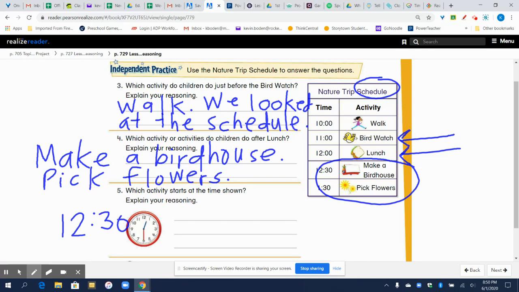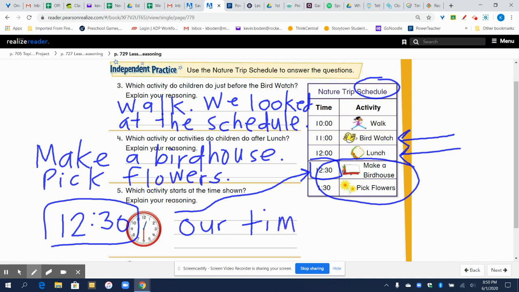And what starts at 12:30? Yes, I'm going to draw an arrow to it. They make a birdhouse. And how do we know that? Well, because the time that we have here matches the time that we have here. So we can say our times are equal.